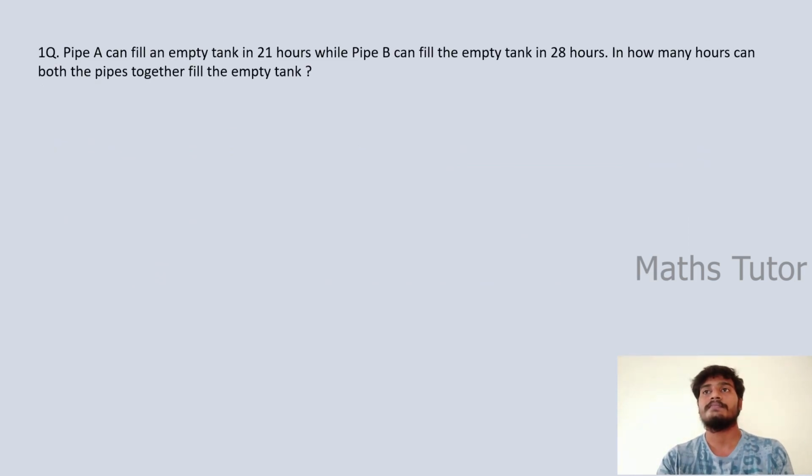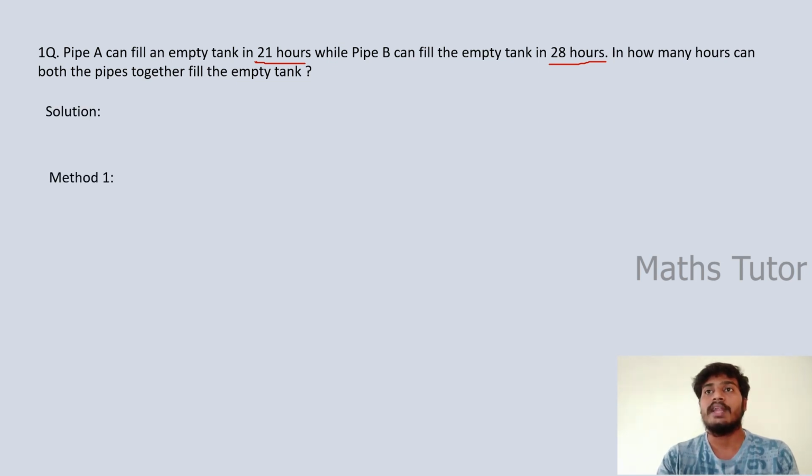So the first question is, pipe A can fill an empty tank in 21 hours, while pipe B can fill an empty tank in 28 hours. In how many hours can both pipes together fill the empty tank? Here pipe A's total time is 21 hours, while pipe B's total time is 28 hours. We have to find, when pipe A and pipe B do the combined work, in how many hours the total tank will be filled.